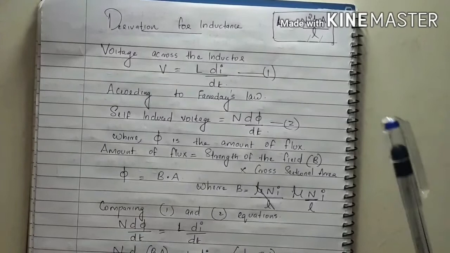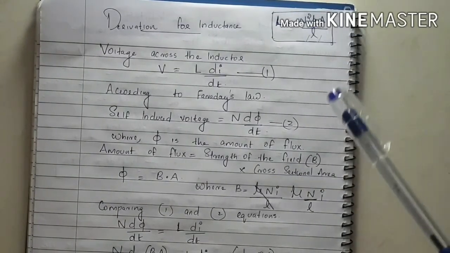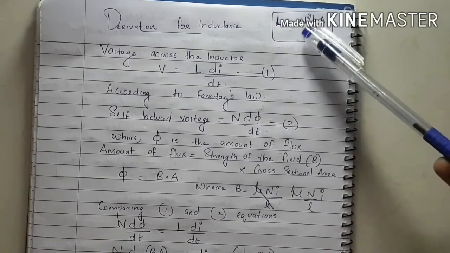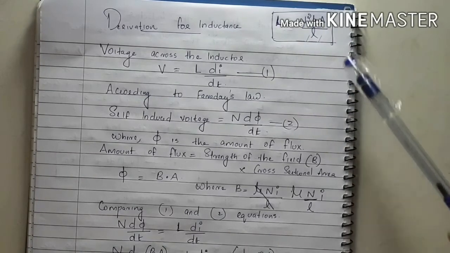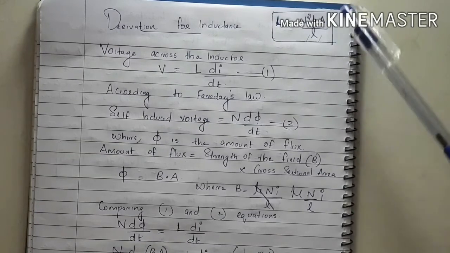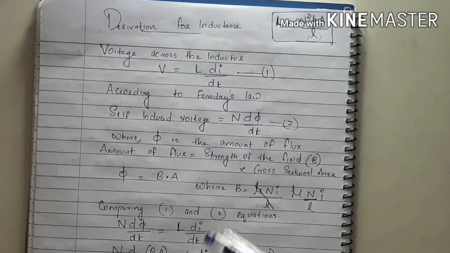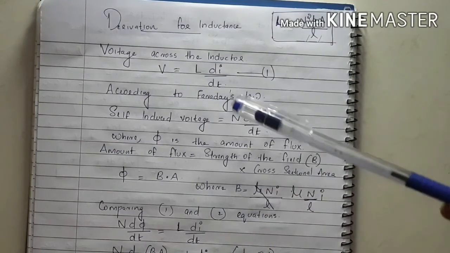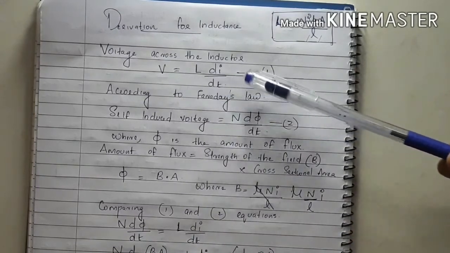We already discussed the inductance equation. L equal to N square mu A by l, where N is the number of turns in the coil, mu is the permeability, A is the cross-sectional area, and l is the length of the coil. Now we are going to derive the same equation, that is, the equation for inductance. As we know, the voltage across the inductor in terms of inductance and rate of change of current is V equal to L di by dt.